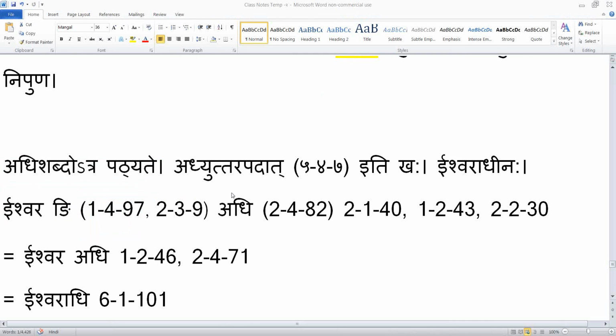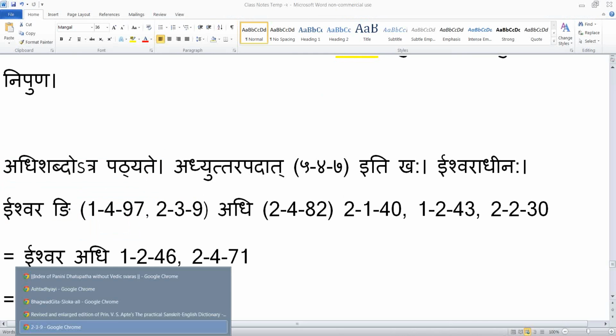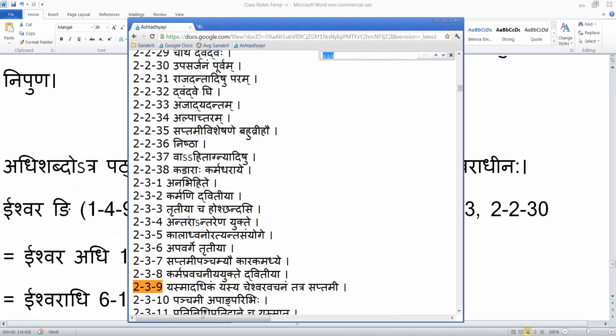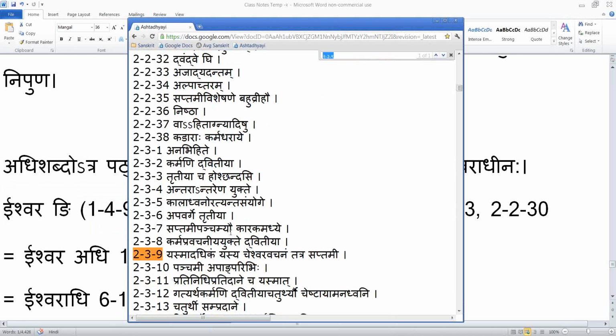We use that because, in fact, let's go back for one more second. I know we're out of time right now. Here the Karma is Dvitiya, I think Panchami, because the previous Sutram 238 was saying Karma Pravachaniya Yukte Dvitiya. So the general rule is that when something is used in connection with the Karma Pravachaniya, Dvitiya has to be used. But this one says, Yasmad Adhikam, Yasya cha Ishwara Vachanam Tatra Saptami. This Adhi was used as Adhir Ishware, so that is the Ishwara Vachanam.